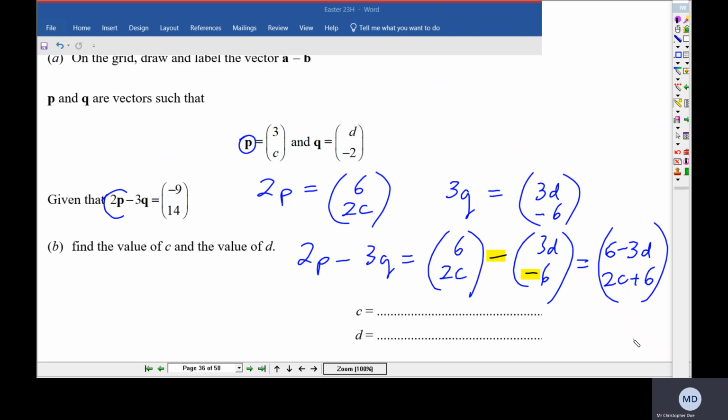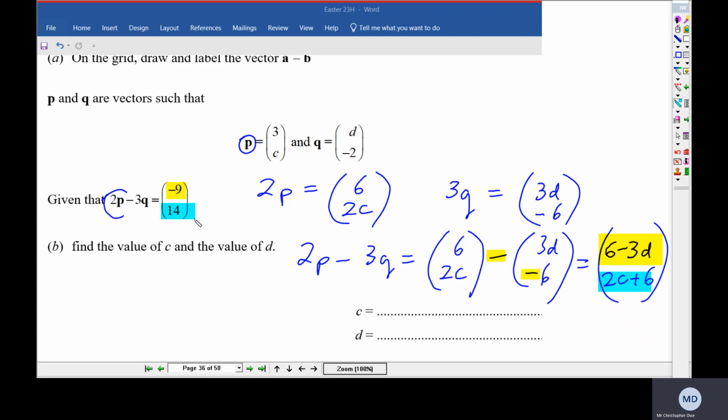They turned it into a sneaky question. Look, they've given you some algebra, but they've given you the answers over here. They've told you that the top one, 6C minus 3D is minus 9. And they've also told you that 2C plus 6 is 14. Have a go and try and find what C and D are with the help of your skills? We've only got a couple of minutes.